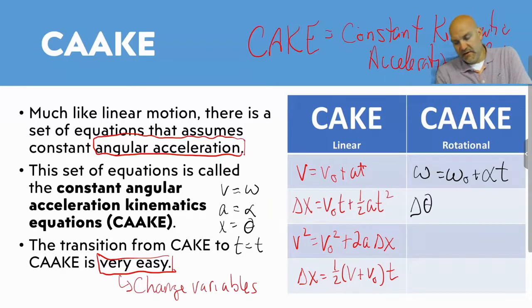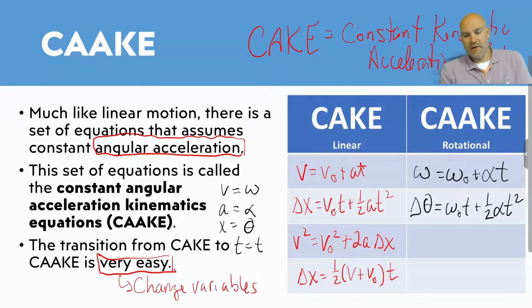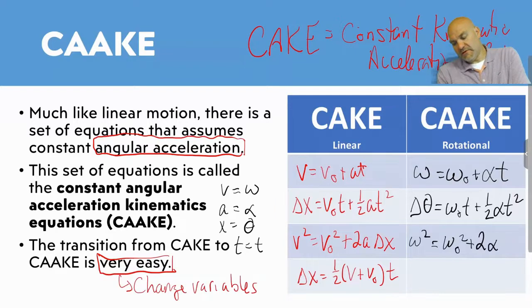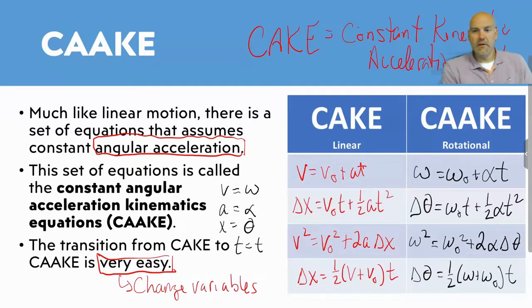So delta theta equals omega 0 t plus 1/2 alpha t squared. Then omega squared equals omega 0 squared plus 2 alpha delta theta. And finally, delta theta equals 1/2 (omega plus omega 0) times t. Sorry, that's a bad omega.